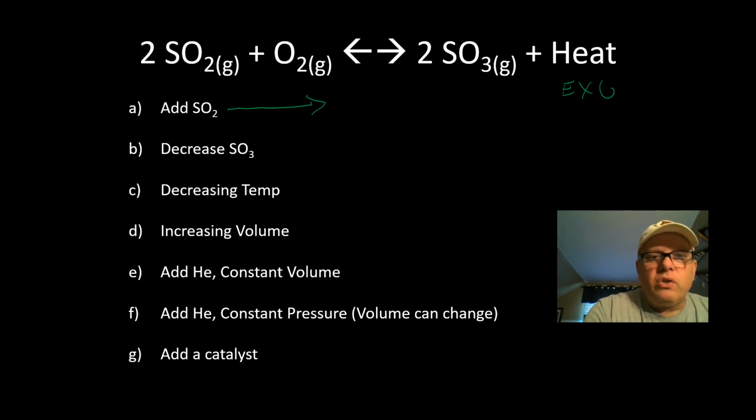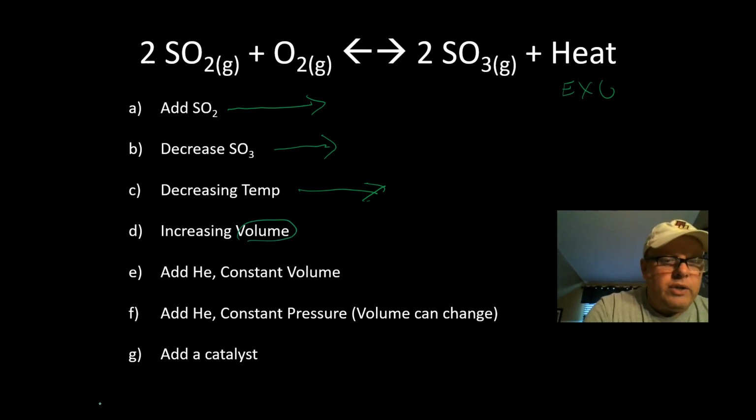If I took sulfur trioxide out, it would try to restore the sulfur trioxide by producing more of it, by pushing equilibrium to that side to restore it. If I decrease the temperature, it would try to replace that heat by pushing towards our product in this exothermic reaction. If I increase the volume, now this one is interesting.